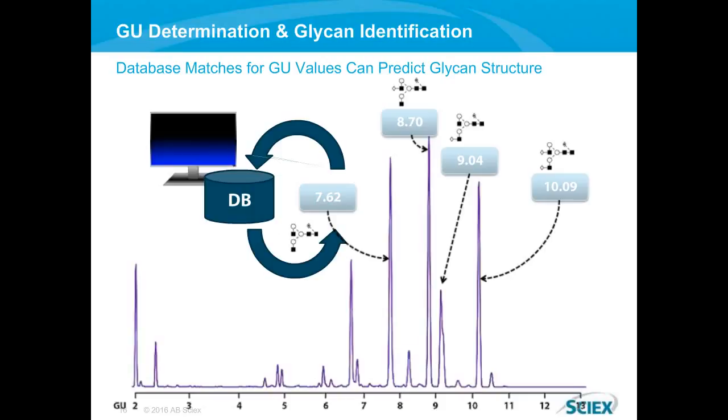And once we get the GU values that you see here on the screen, like 7.62 or 8.70, we can do a database query, actually match those GU values with a predicted glycan structure. So now you've not only just gotten your separation done in 5 or 6 minutes, but you've also identified what your glycan species are for each of those major peaks. So it's not just the separation, but we can also do identification in just a couple of minutes using one single method on one instrument.